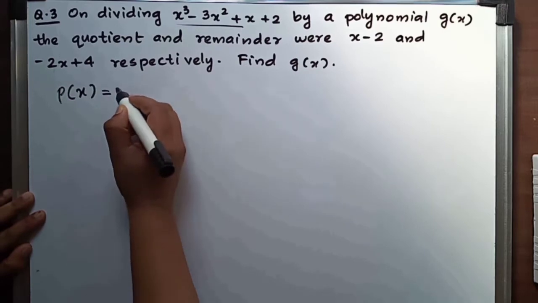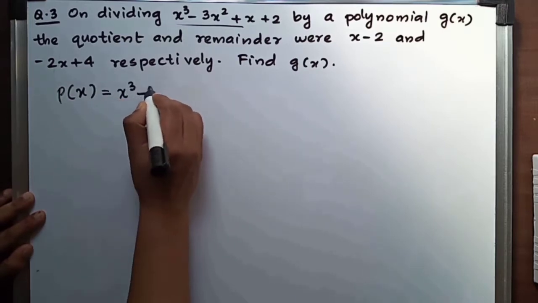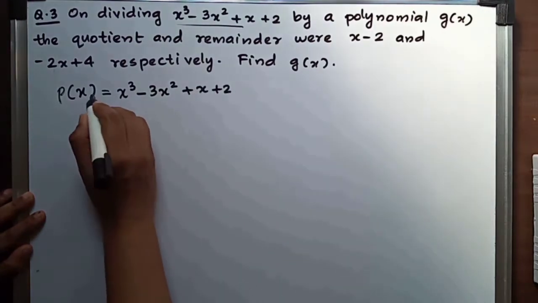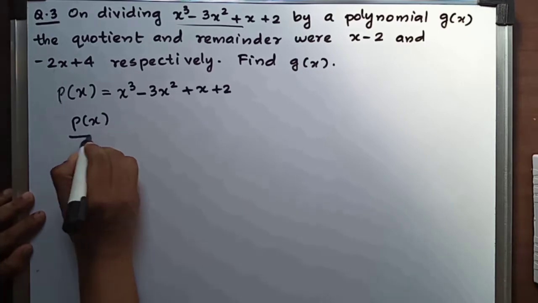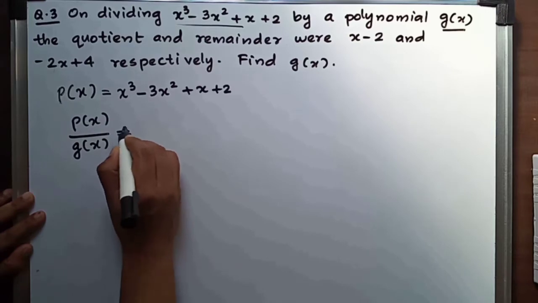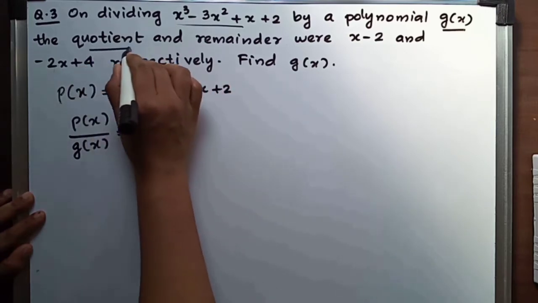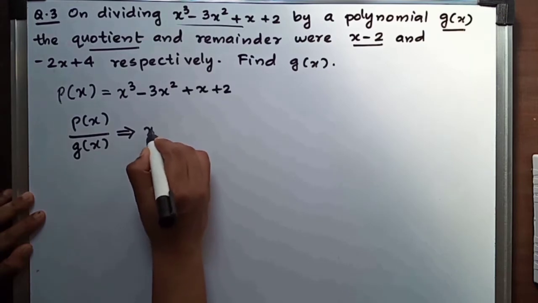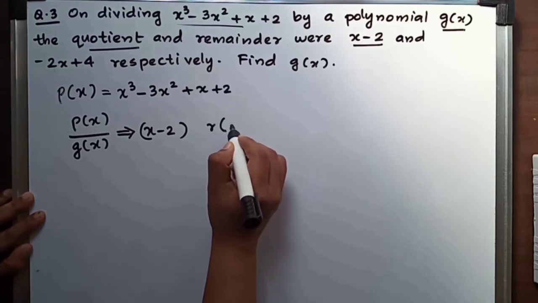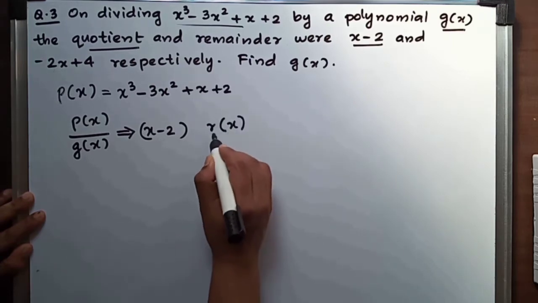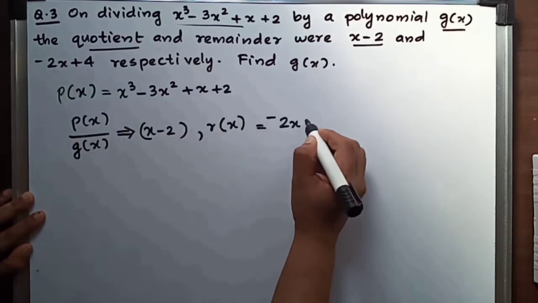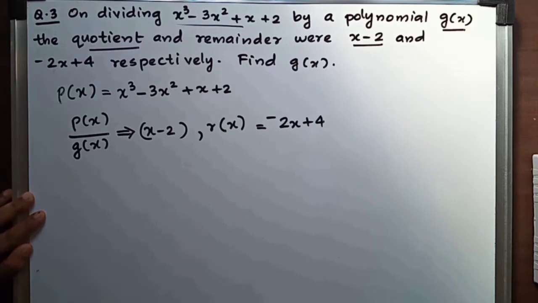Okay. P of x is given as x cube minus 3x square plus x plus 2. This p of x is divided by g of x. Then we got the quotient x minus 2 and the remainder, let us denote it as r of x, is minus 2x plus 4. Okay, this is the given data.